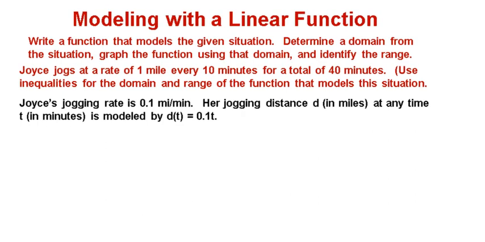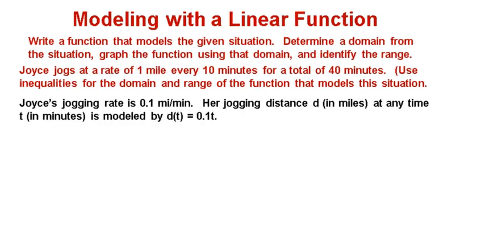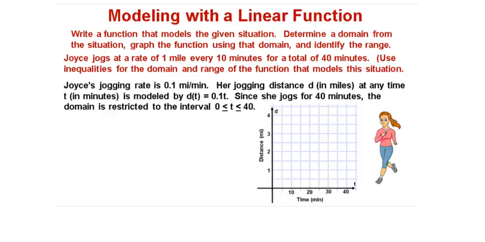Next, jogging distance d in miles at any time t is modeled by d of t equals 0.1 t. Because that's going to be our rate of change, right? So that's going to be our function. Next, since she jogs for 40 minutes, the domain is restricted to this interval, greater than or equal to 0, but less than or equal to 40 minutes. And here we have the domain.